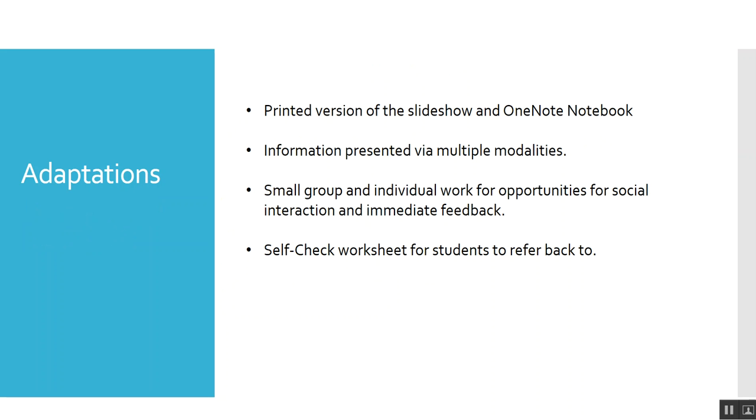Adaptations in this lesson include a printed version of the slideshow and OneNote notebook as necessary for students who may have a visual impairment or who are haptic learners. Information is presented through multiple modalities throughout the lesson so as to address various learning styles. Portions of the lesson include small group as well as individual work opportunities so as to provide teachers time to work with students who may need that extra assistance and as a way to provide praise and immediate corrective feedback. The self-check worksheet also serves as a reinforcing tool for students to refer back to when reviewing content.